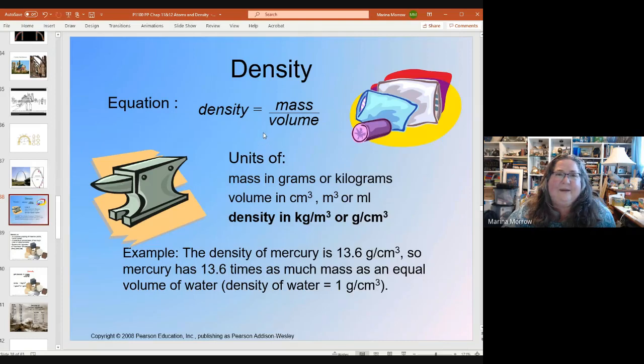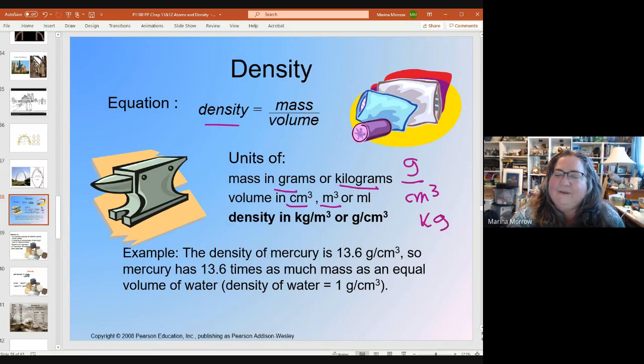So we talked a little bit about the fact that different materials will have different densities in the last chapter. Density is mass divided by volume. And so usually, of course, we're going to use grams or kilograms for mass. For volume, we're going to use centimeters cubed or meters cubed. So we'll often use grams per centimeter cubed in the lab, or we'll be using kilograms per meter cubed for larger things and for calculations.